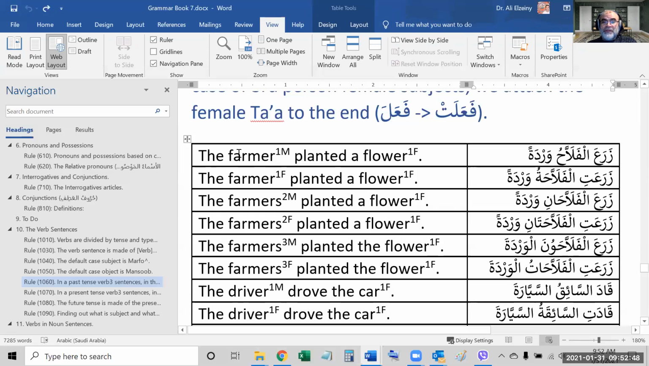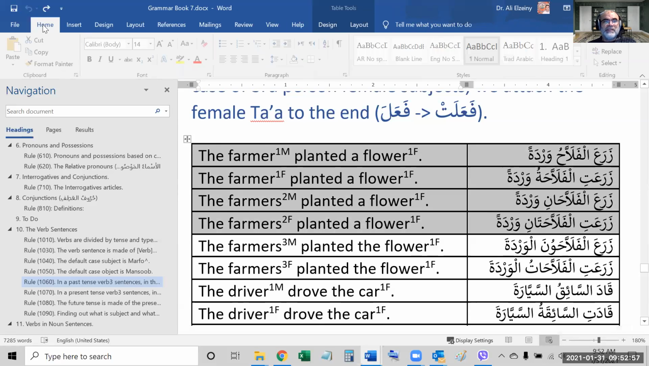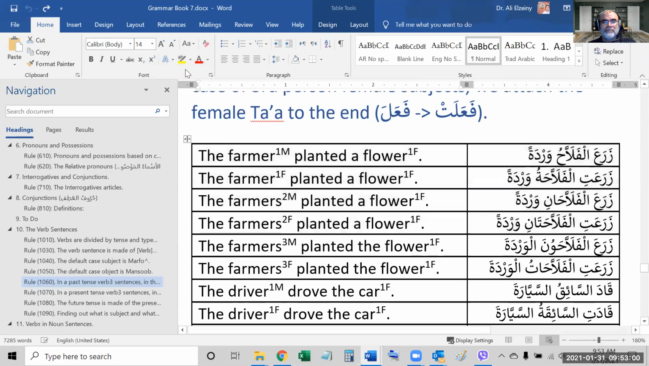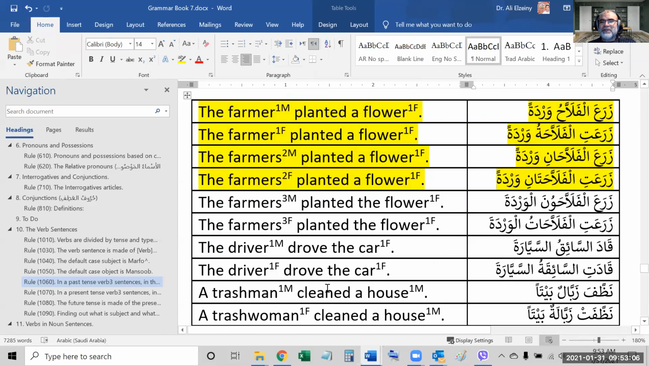Okay. Now, this is the first group of examples here. Now let's look at the second group. Let's give this a little bit different color, just for now. What is the difference in the second group? Number one, instead of a flower, it becomes the flower. So instead of وردة, it becomes الوردة. This is without alif lam because it's a flower. But if it's the flower, then it has alif lam.